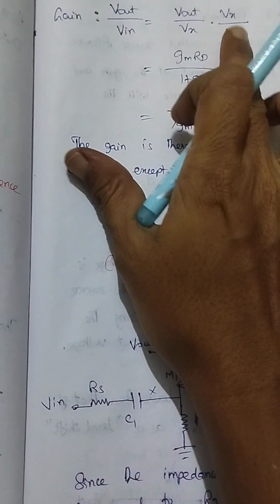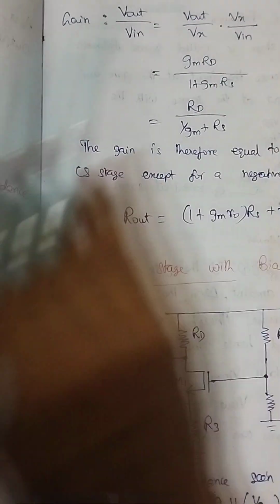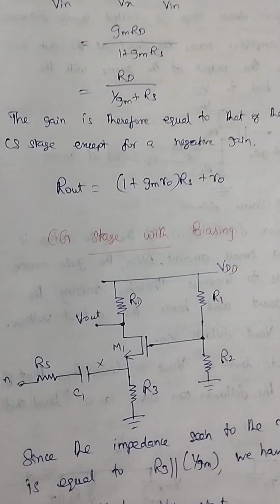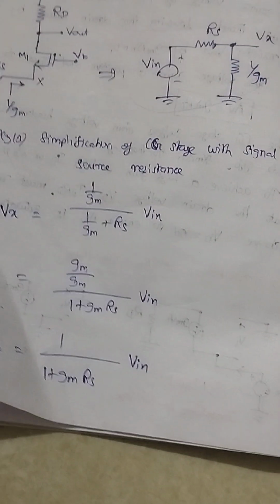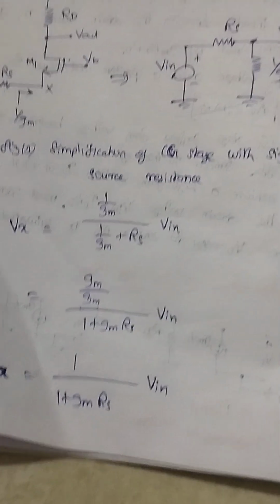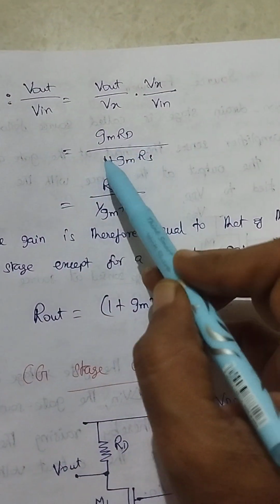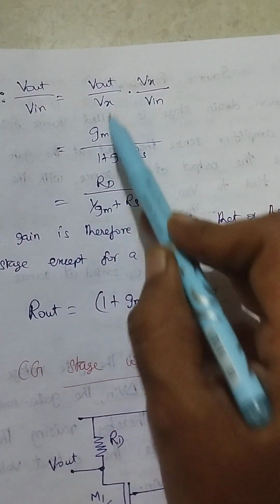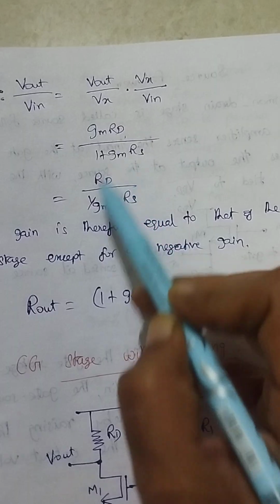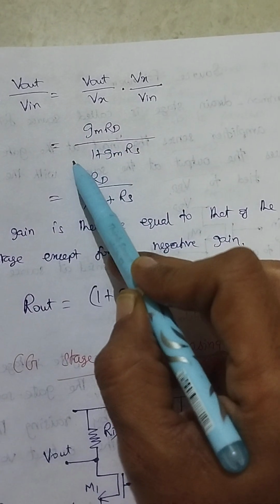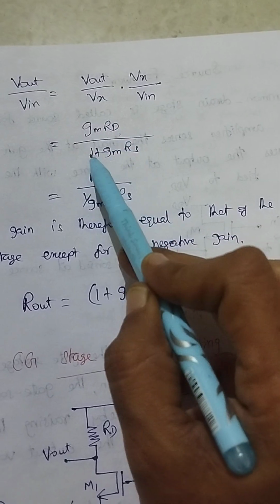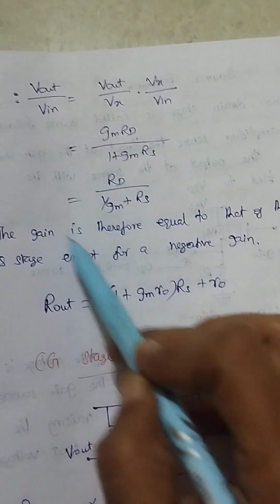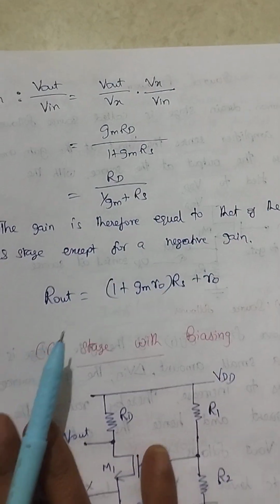So what is Vx by Vin? Vout by Vx is nothing but what we already found, that is Gm RD. What is Vx by Vin? Vx by Vin equal to 1 by 1 plus Gm Rs. So 1 by 1 plus Gm Rs, into Vout by Vx equal to Gm RD. Here I am taking Gm outside, so this Gm and this Gm will be cancelled. Finally we are getting RD by 1 by Gm plus Rs. This is our gain.